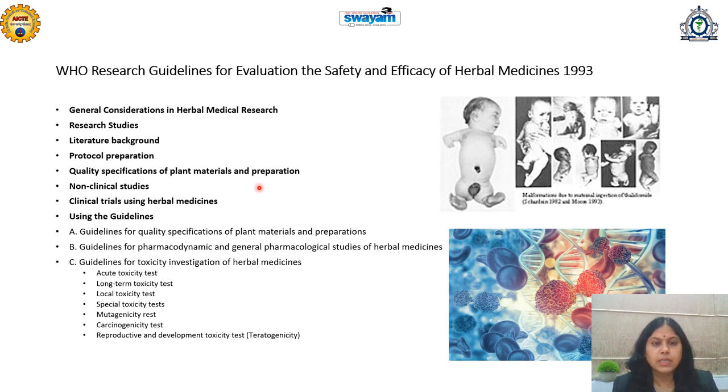Then toxicity studies: acute toxicity, long-term toxicity, local toxicity, and special toxicity tests like mutagenicity, carcinogenicity, and reproductive and developmental toxicity, which is also called teratogenicity. All these tests need to be performed for traditional medicinal plants as well as herbal medicines if no scientific evidence is provided. Acute toxicity studies or long-term toxicity studies can be oral or local, or through inhalation also.